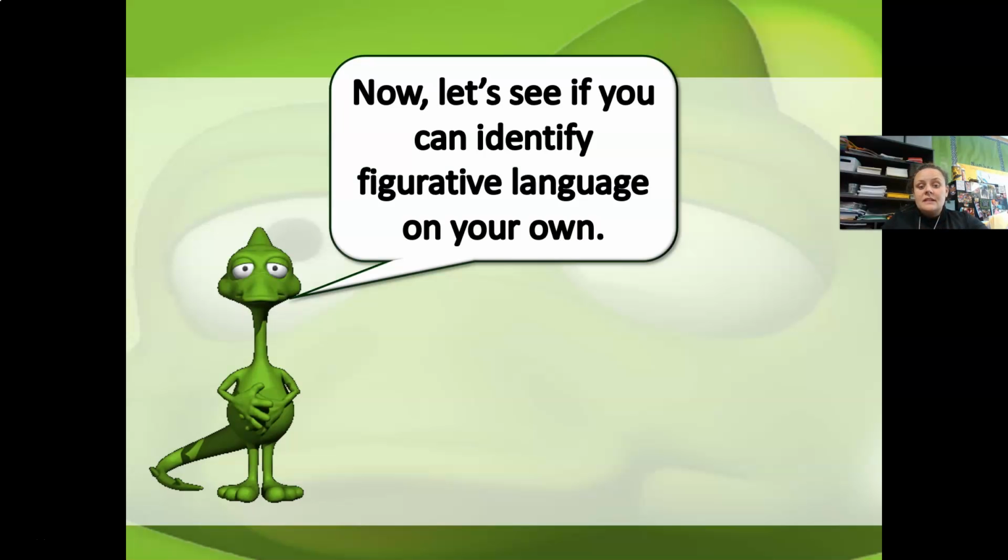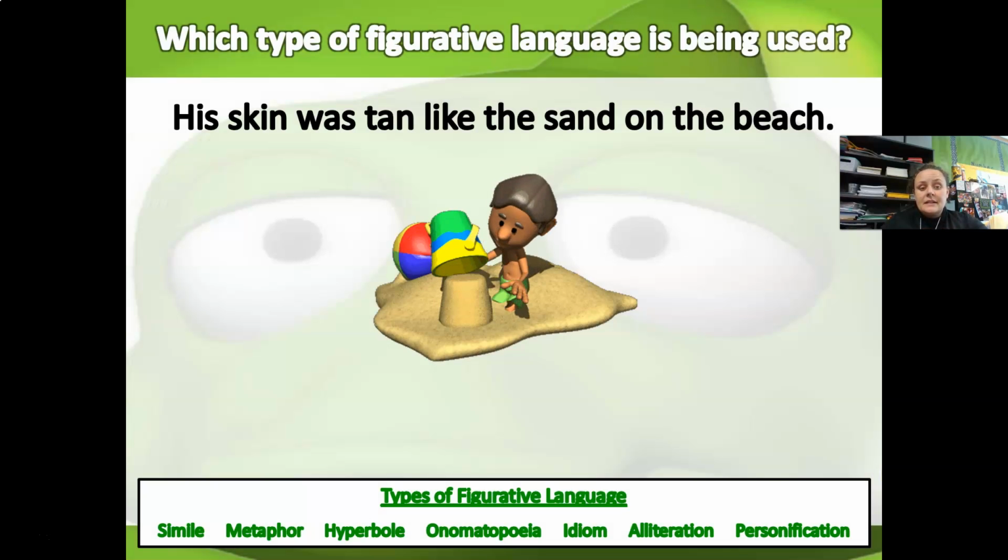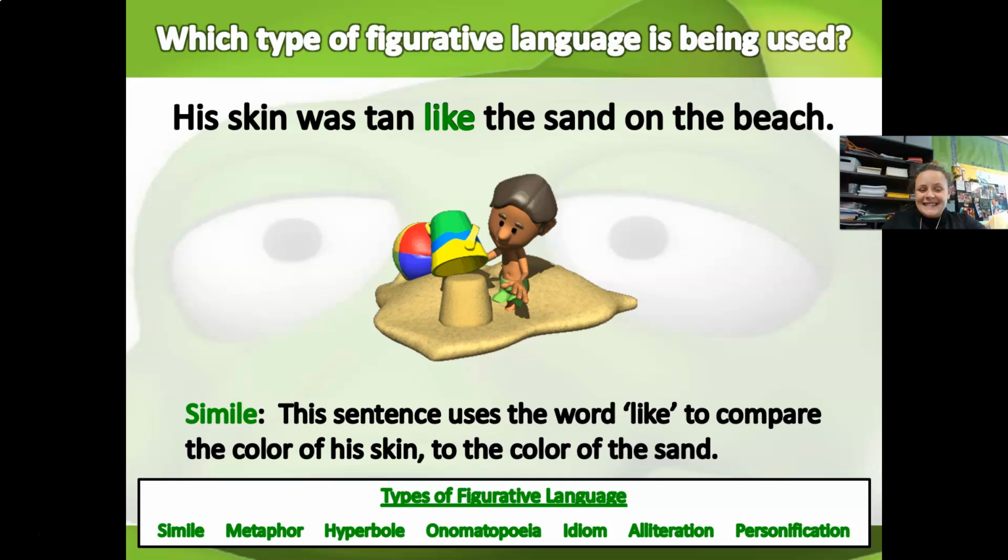Now let's see if you can identify figurative language on your own. Here's where you'll need that whiteboard or a piece of paper to practice. Which type of figurative language is this? His skin was tan like the sand on the beach. I said like because that'll give you a hint. It's comparing his tan skin to sand using the word like. That is a simile. The sentence uses the word like to compare the color of his skin to the color of the sand.